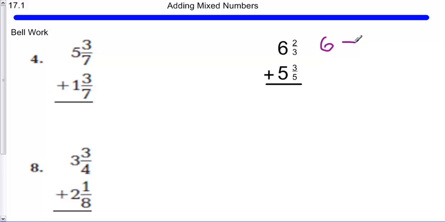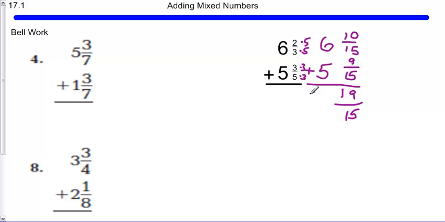So, if I count by 3s and count by 5s, the smallest number they have in common is 15. So I'm going to multiply by 5, multiply by 5. So 6 and 10/15 plus 5 and 9/15. So if I add these together, I get 11 and 19/15. Now, is it just me or does that look really weird? Yes, it does. I have a whole number and I have an improper fraction.